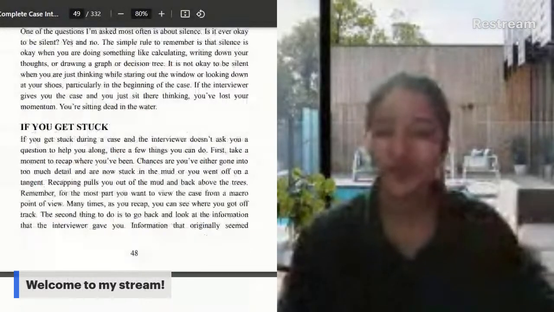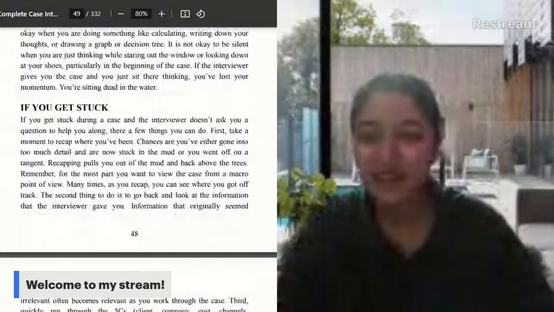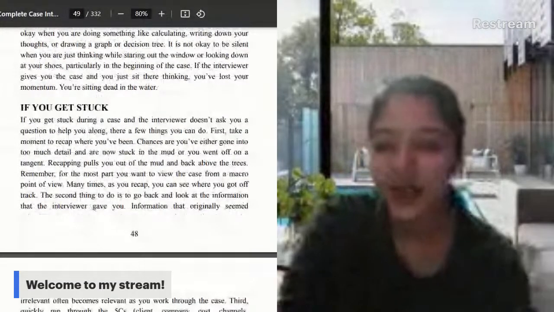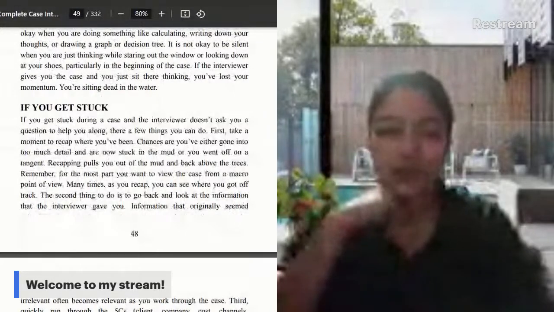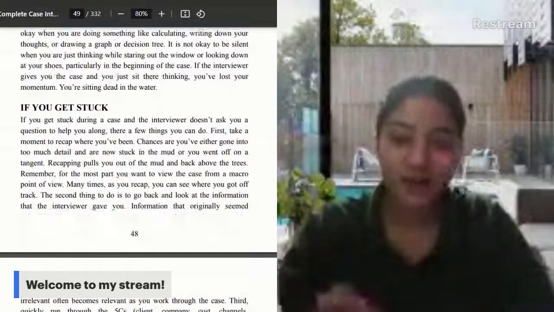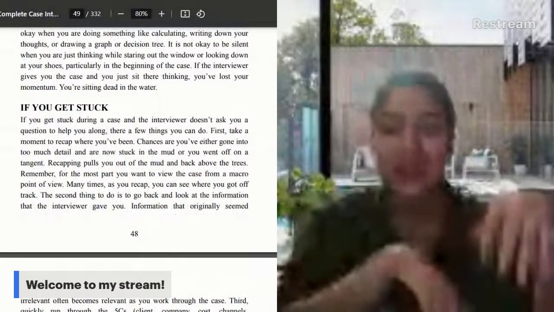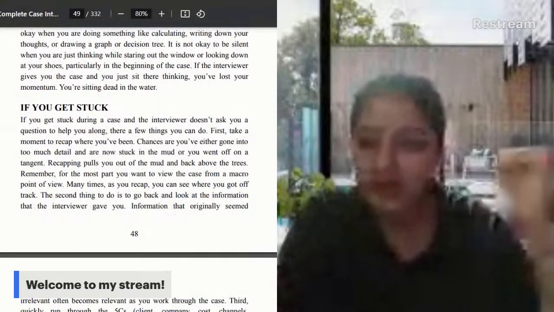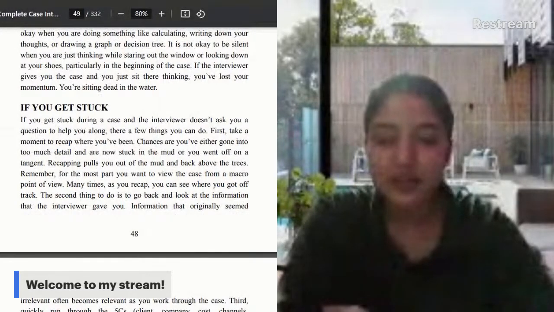So if you get stuck during a case and the interviewer doesn't ask you a question to help you along, there are a few things you can do. First, take a moment to recap where you've been. Chances are you've either gone into too much detail and are stuck in the mud, or you went off on a tangent. Recapping pulls you out of the mud and back above the trees. So remember, for the most part you want to see the case from a macro point of view. Many times as you recap, you can see where you got off track.